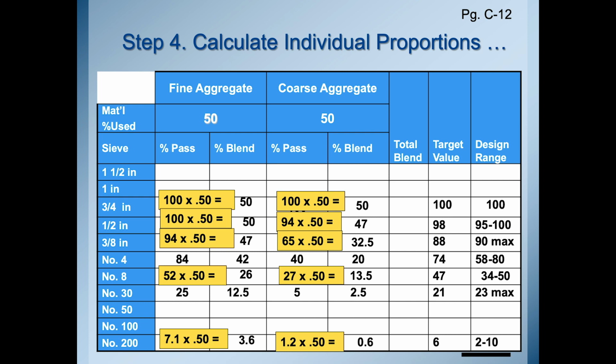Let's skip down to the last one, the number 200 sieve, and you'll see you have 7.1% passing the number 200 sieve for the fine aggregate. Again, you multiply that by the same 0.5, and you get 3.6% of the blend is fine aggregate. You take the fact that we had 1.2% passing the number 200 sieve for the coarse aggregate, you multiply that by 0.5, and you'll see that you get 0.6% of the blend for this specific mix on the coarse aggregate.